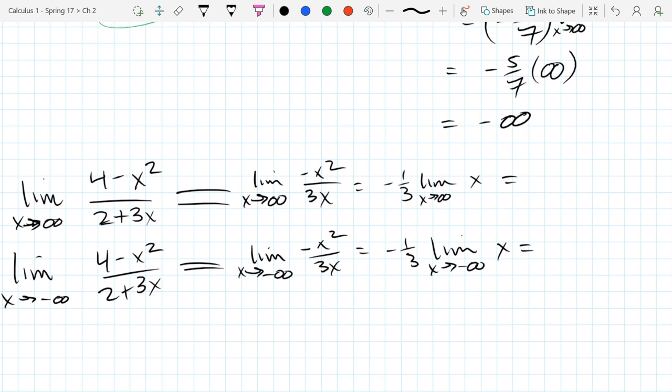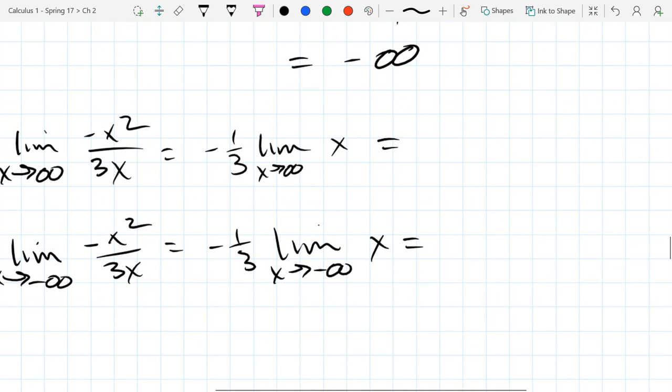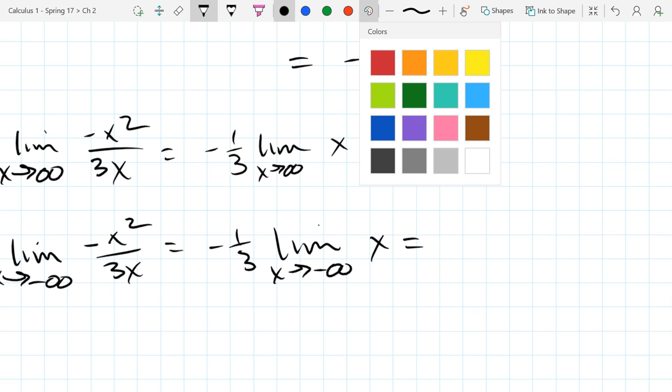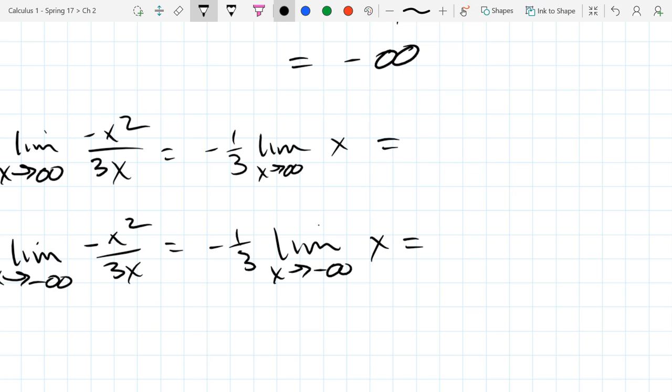So are there any questions on the work that I have on the board so far? I haven't actually applied the limit yet. I've used a limit rule to bring the constant multiple out front after I did the physicist method. So what is our limit of x as x approaches infinity? It'll be infinity. I'm going to bring over the negative one third, and we just have infinity.